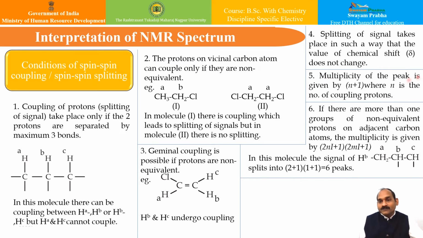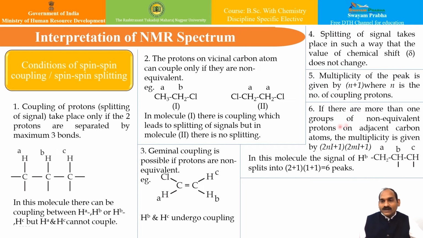Likewise, the multiplicity of the peak is always given by n plus 1, where n is the number of coupling protons. So if you have one proton, you will have a doublet. If you have two protons, you will have a triplet. If you have three protons, it will be a quartet. If you have four protons, you will have a quintet. Likewise, it will go on.